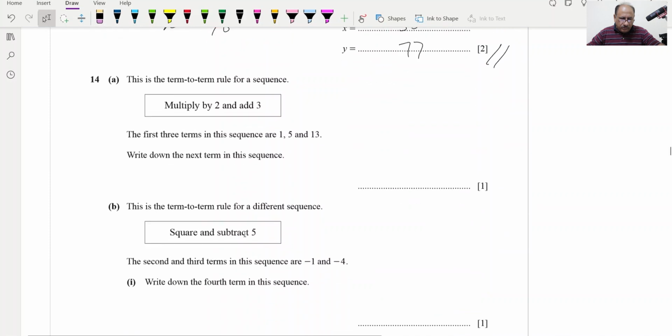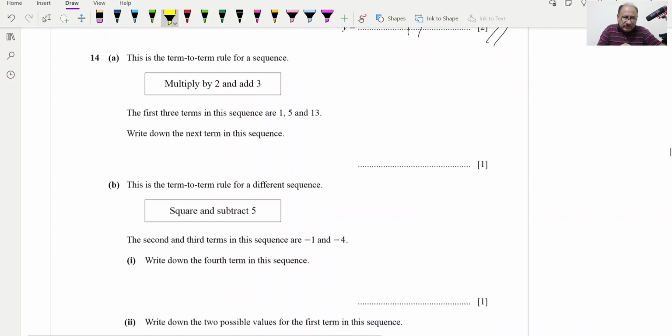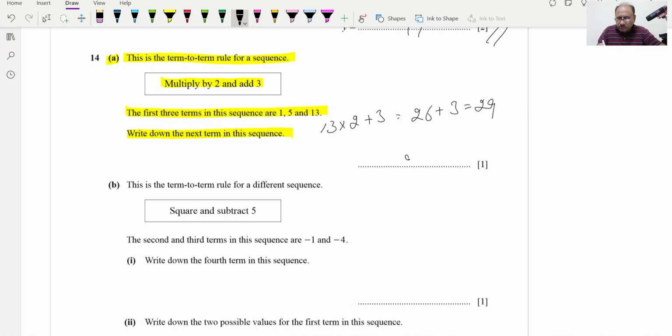Now question number 14. Question 14 says, a part, this is a term to term sequence, rule of the sequence: multiply by 2 and add 3. First 3 terms in this sequence are 1, 5 and 13. Write down the next term in this sequence. So we will multiply by 2, so 13 will be multiplied by 2 and 3 will be added, so this will be equal to 26 plus 3, which is equal to 29. So our answer will be 29. This is also 1 mark part.